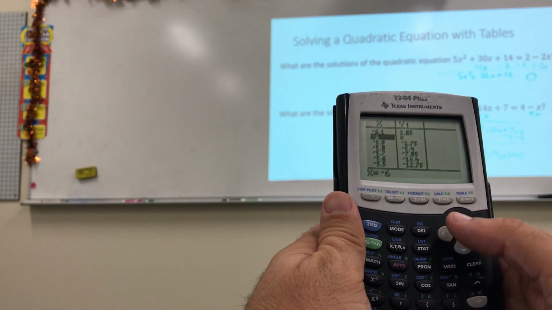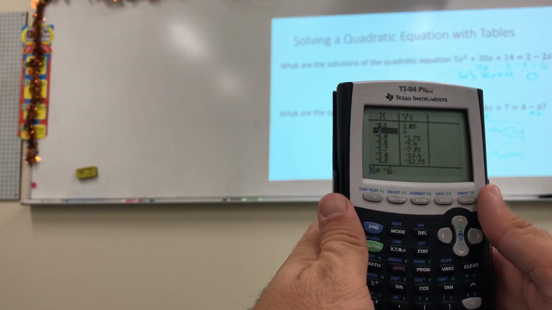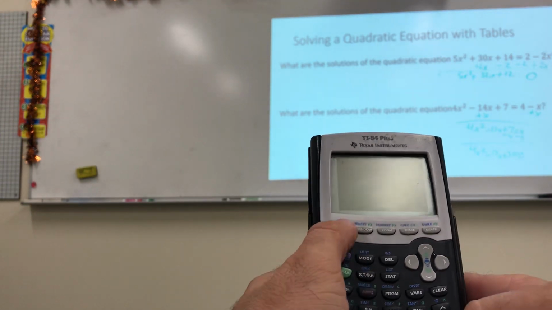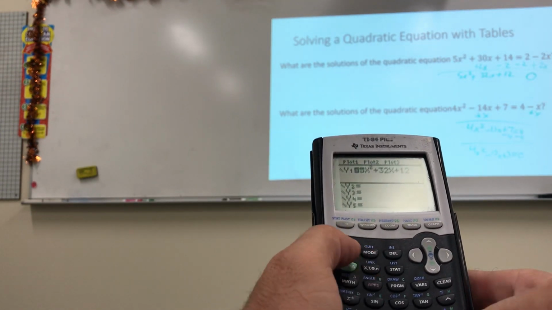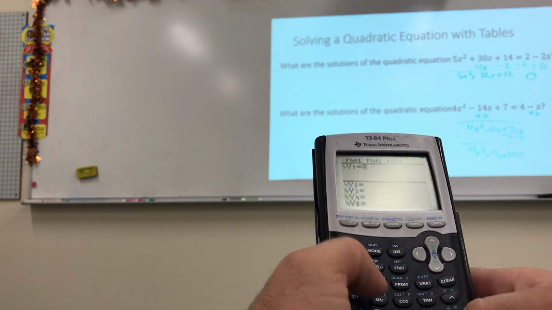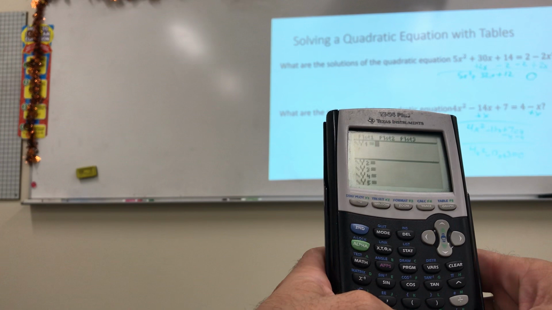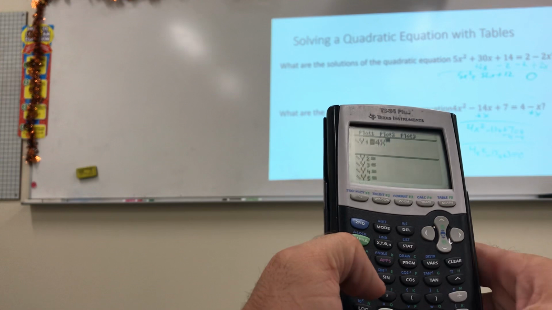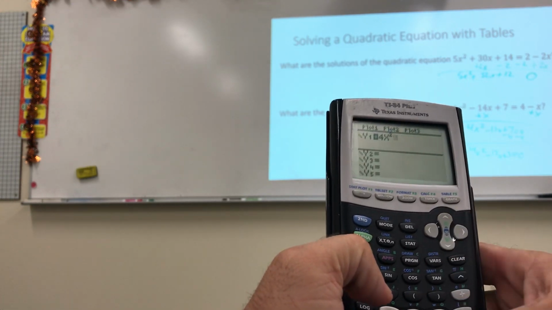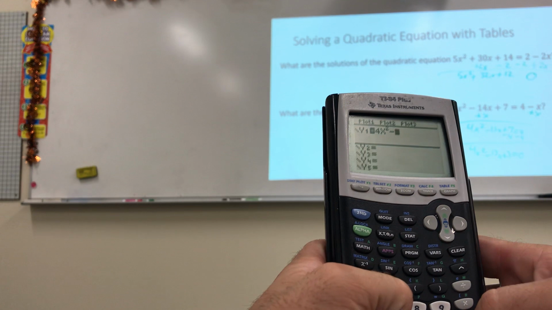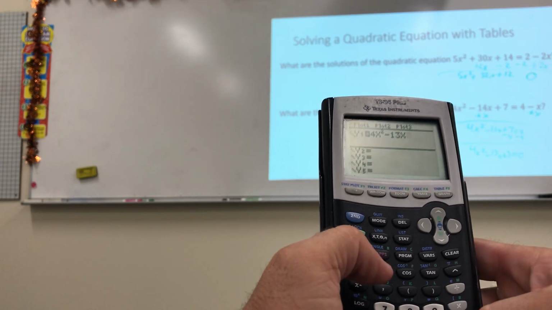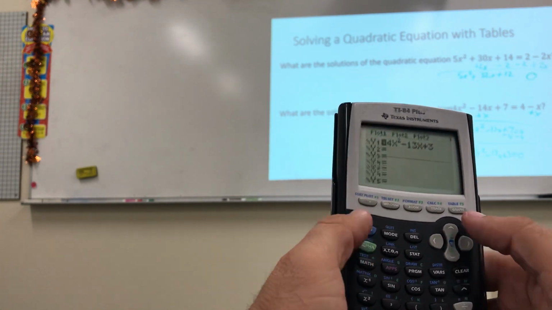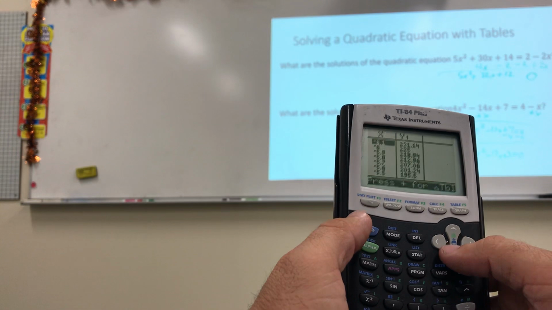And -6 are my 2 points on this that work. Okay? Second quit. Alright, we're going to go Y. We are going to clear this. Alright, we are going to go 4x raised to the second minus 13x plus 3. We're going to go second table.